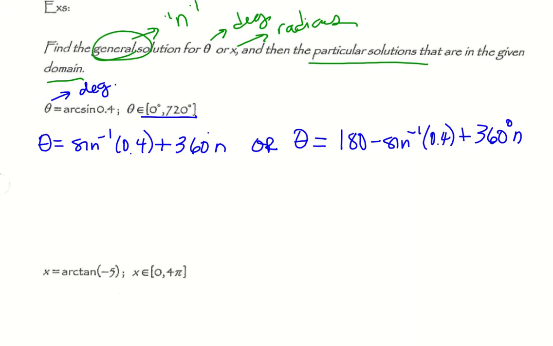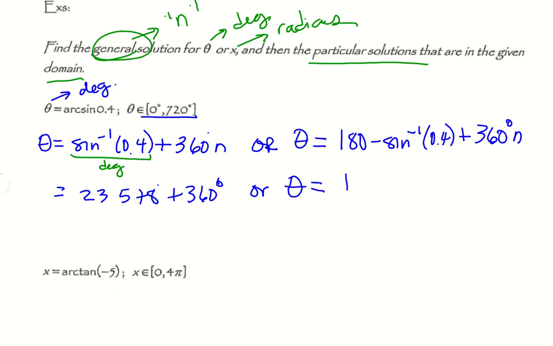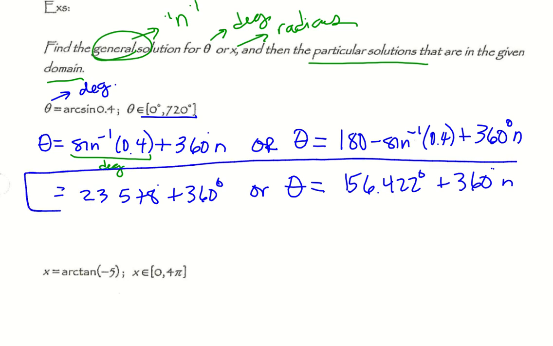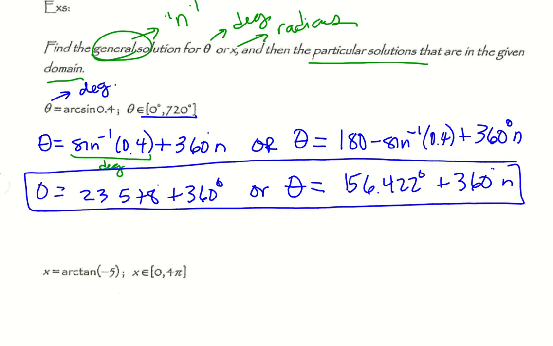From here, we're going to turn to our calculator, and we're going to evaluate this inverse sine of 0.4, making sure we're in degrees, and we get that theta is 23.578 degrees plus 360 degrees n, or theta is 180 minus that number, which gives me 156.422 degrees plus 360 degrees n. And this is our general solution for theta. This is general.